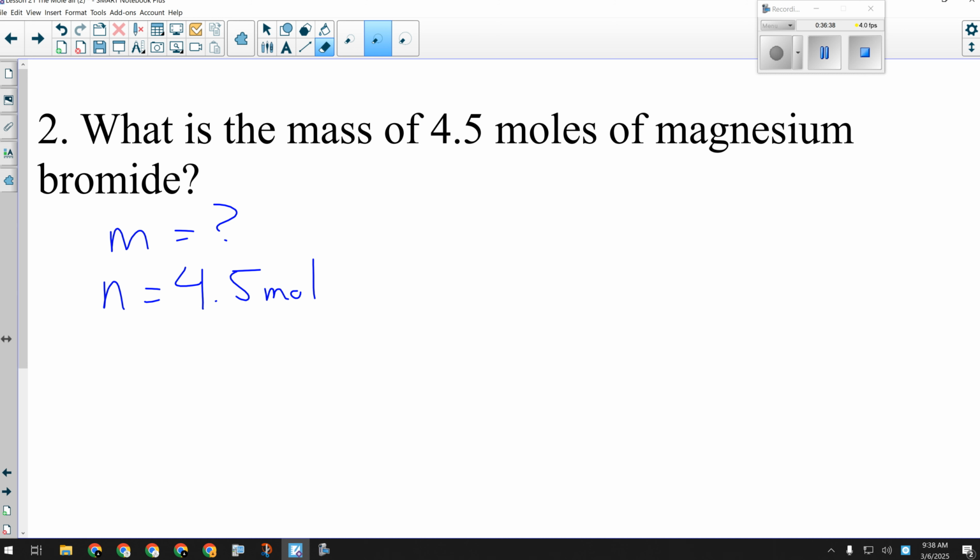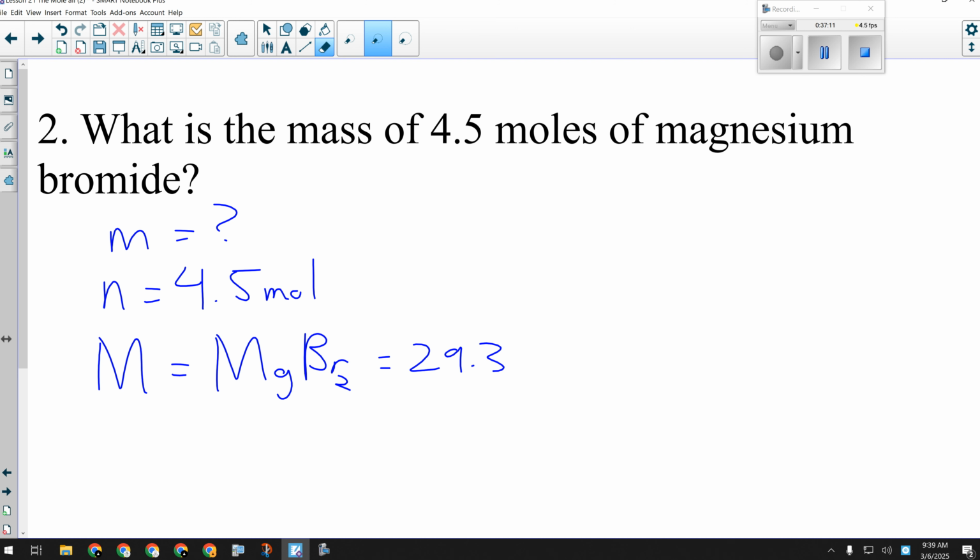Of magnesium bromide. They gave it to me in words. I'm gonna need it in formula form, so I can calculate the molar mass. Here's another place where being able to do the drop and swap and get our formulas is really important. So I'm looking for big M. I know the material is magnesium bromide. This is a 2 plus, that's a 1 minus. So I'm looking at MgBr2.